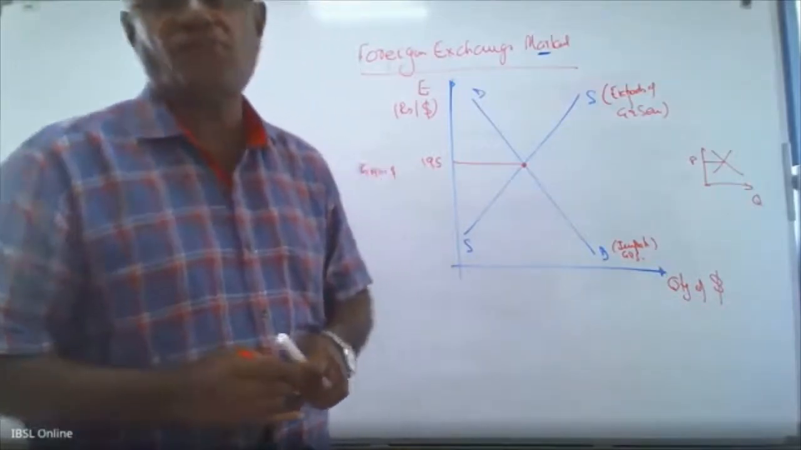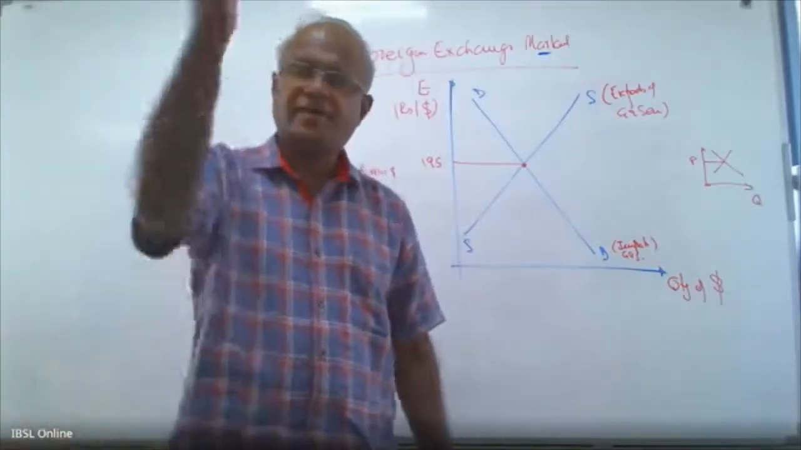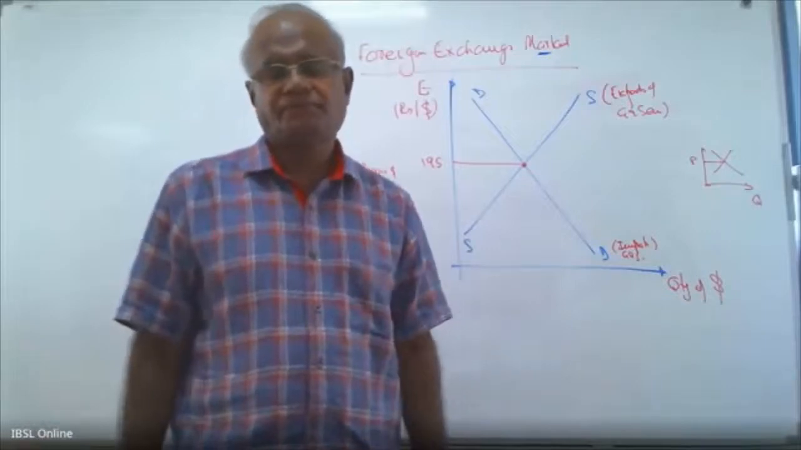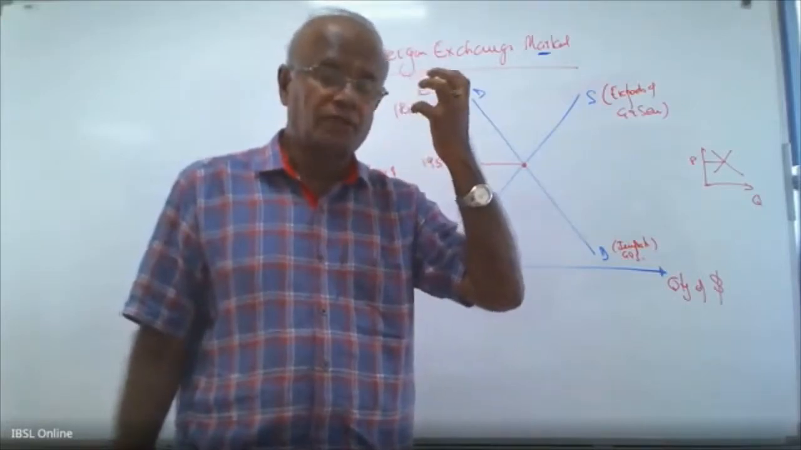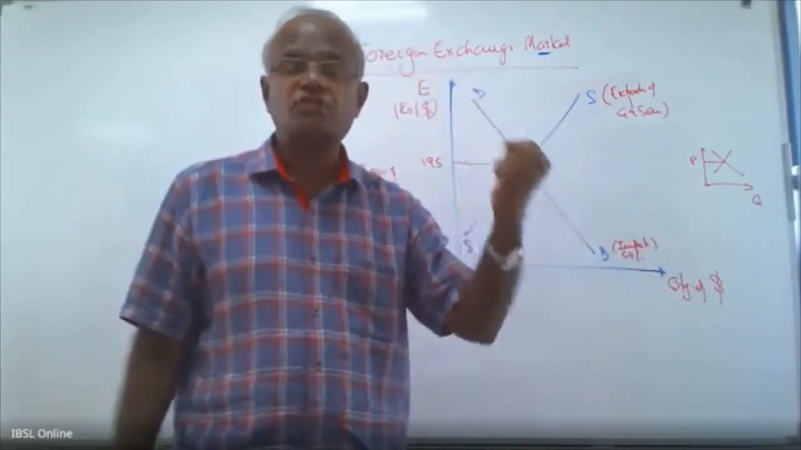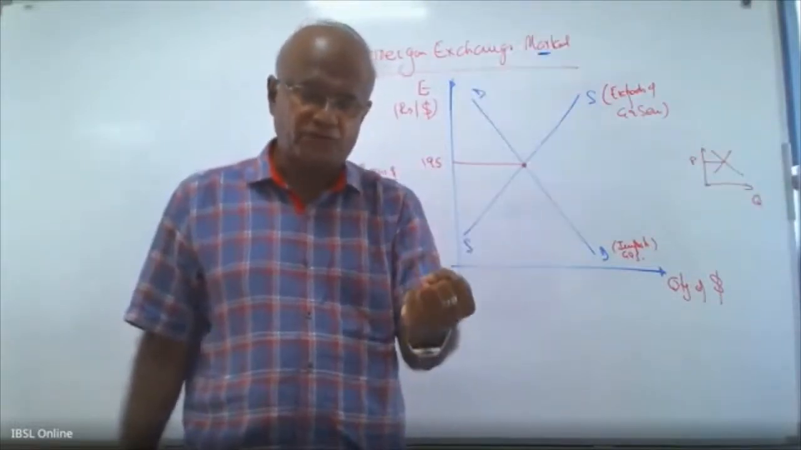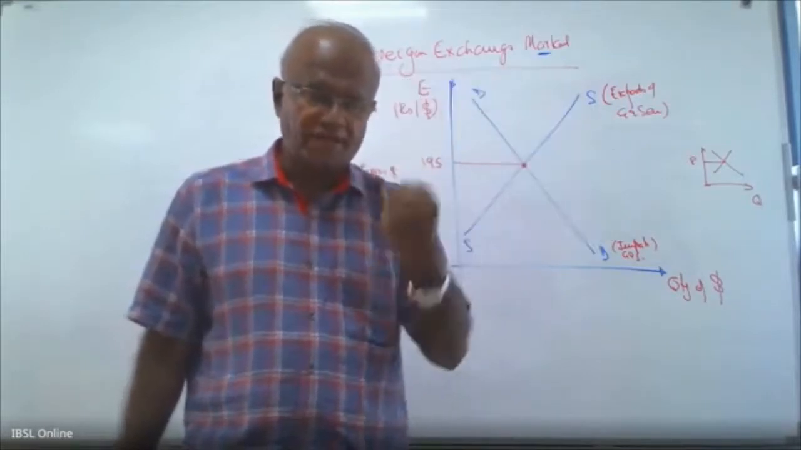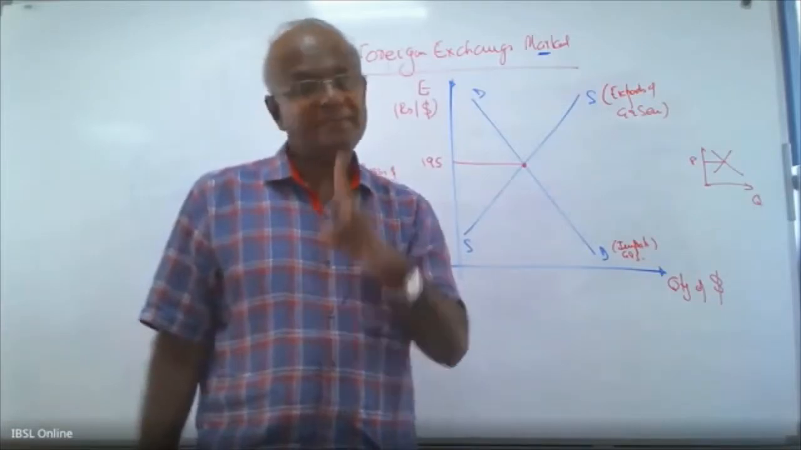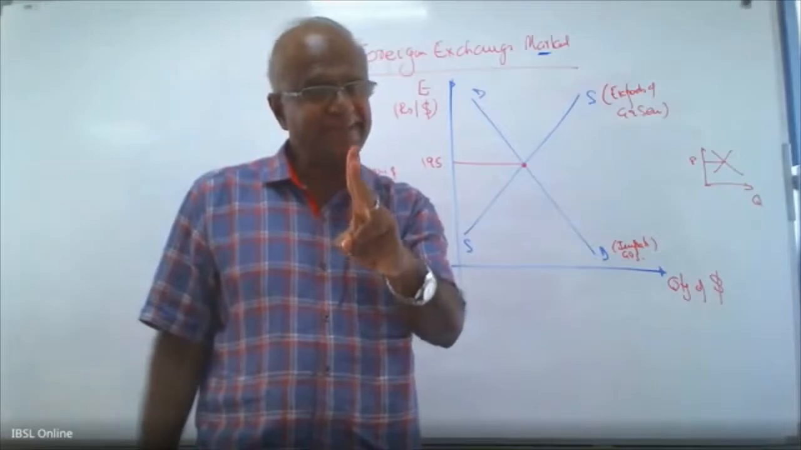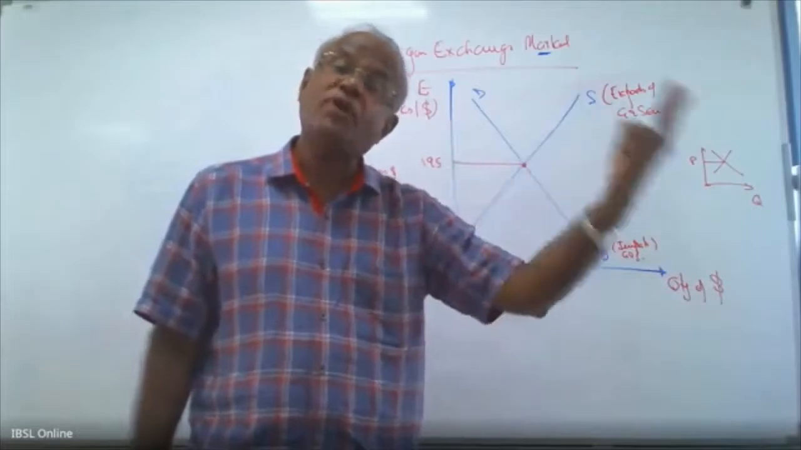Understand? Now this is called the foreign exchange market. The foreign exchange market determines a country's exchange rate. The exchange rate is the price of a dollar in domestic currency. If you have 195, you can buy $1. That is the price of a dollar in domestic currency terms. Another definition of exchange rate is the price of a rupee in dollars, the price of a rupee in foreign currency terms. The other way around.